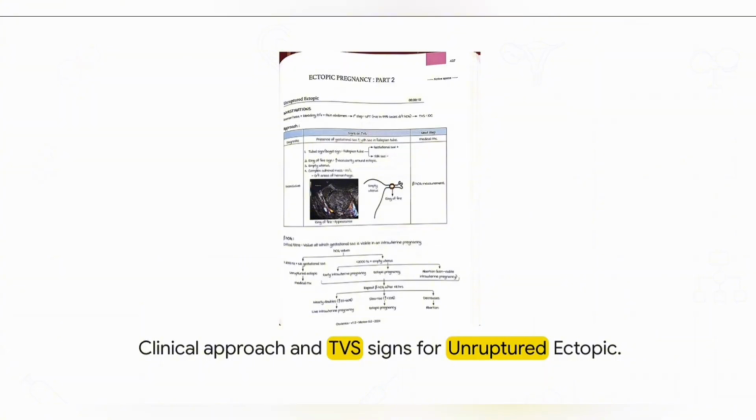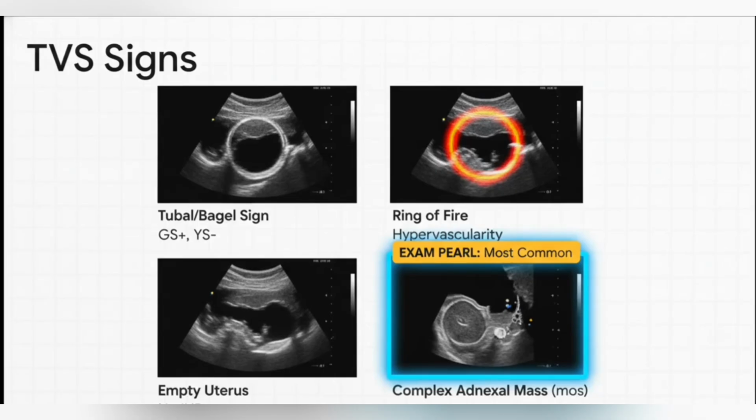Let's digitize what we actually see on that ultrasound to really lock it into our memory. Okay, so when you're doing a TVS, you might spot the tubal or bagel sign, that's a gestational sac without a yolk sac. Or you might see the famous ring of fire, which points to hypervascularity around the ectopic. Or you might simply see an empty uterus.